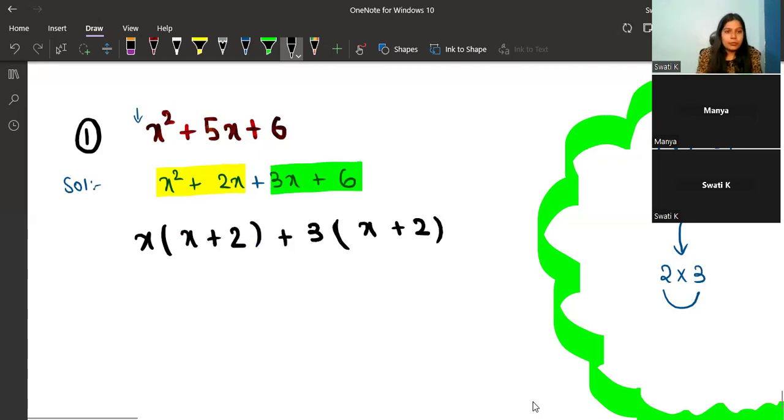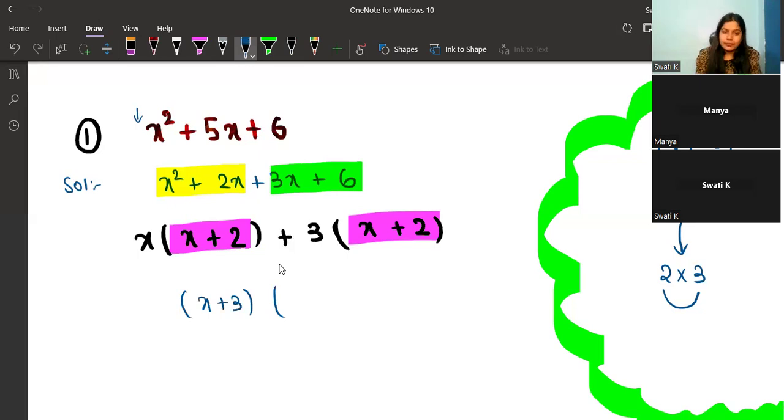Now what will you take common? Now x plus 3. X plus 3. Okay, very good. We'll write it down one time. And then what is left? X plus 2. Correct. But this, of course, is equal to 0. So this is equal to 0.